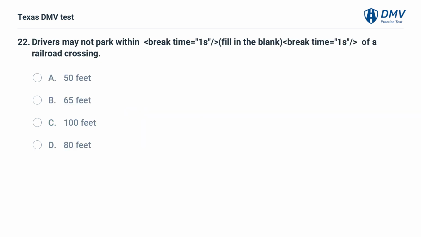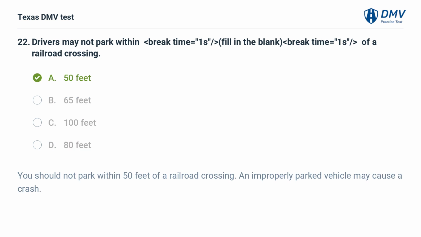Drivers may not park within fill in the blank of a railroad crossing. A. 50 feet. B. 65 feet. C. 100 feet. D. 80 feet. A. 50 feet. You should not park within 50 feet of a railroad crossing. An improperly parked vehicle may cause a crash.